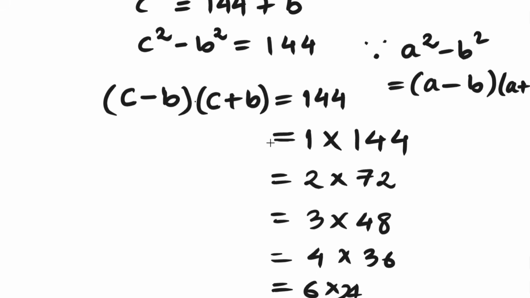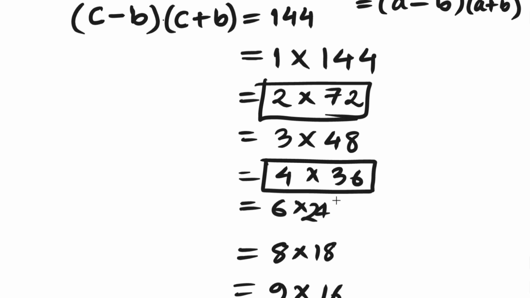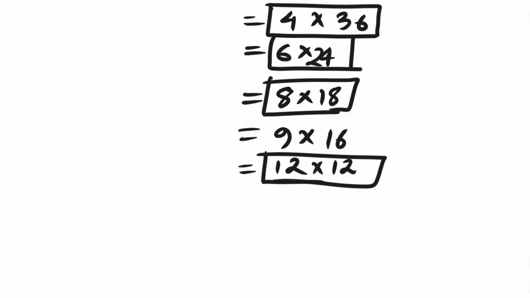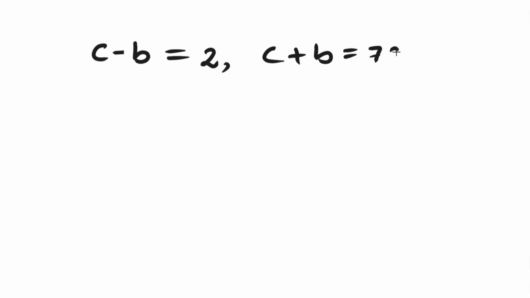Therefore, the valid factor pairs are 2 and 72, 4 and 36, 6 and 24, 8 and 18, and 12 and 12. Let's examine each case one at a time. First, suppose C minus B equals 2 and C plus B equals 72.